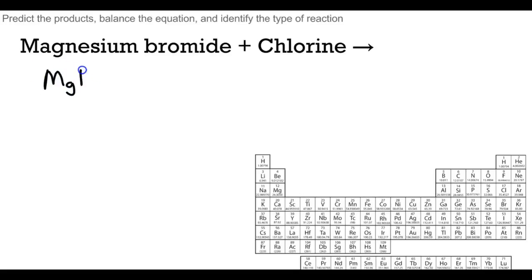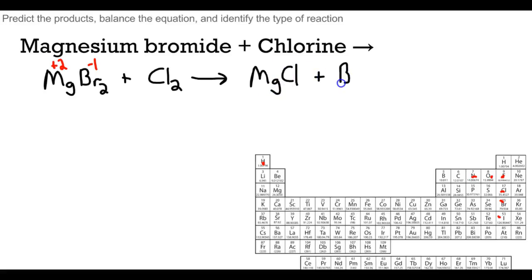Magnesium bromide plus chlorine. So we have MgBr plus Cl. And now I need to check my diatomics, have no fear of ice cold beer. We know that chlorine is going to be a diatomic, so I need to have 2 there. Bromine has a charge of -1, magnesium has a charge of +2, so that means that I need 2 bromines to account for that. Chlorine is by itself, so now I'm going to switch those around.